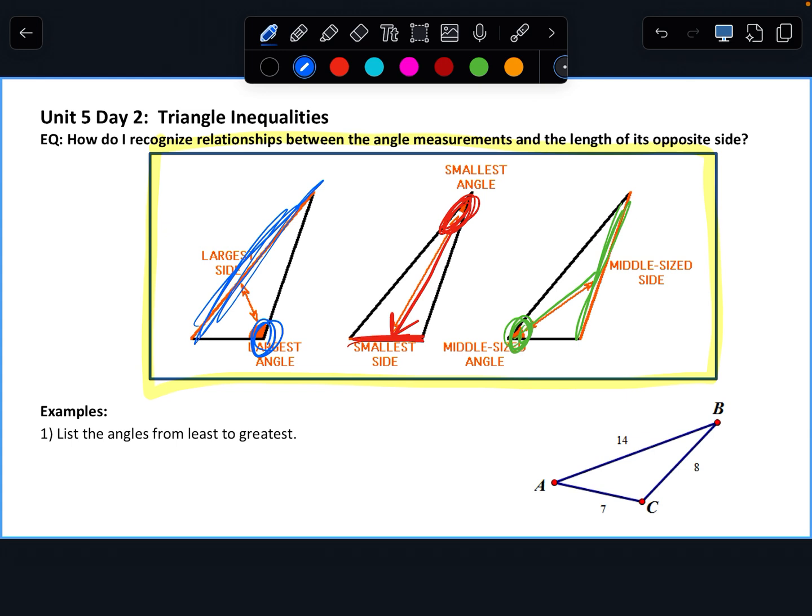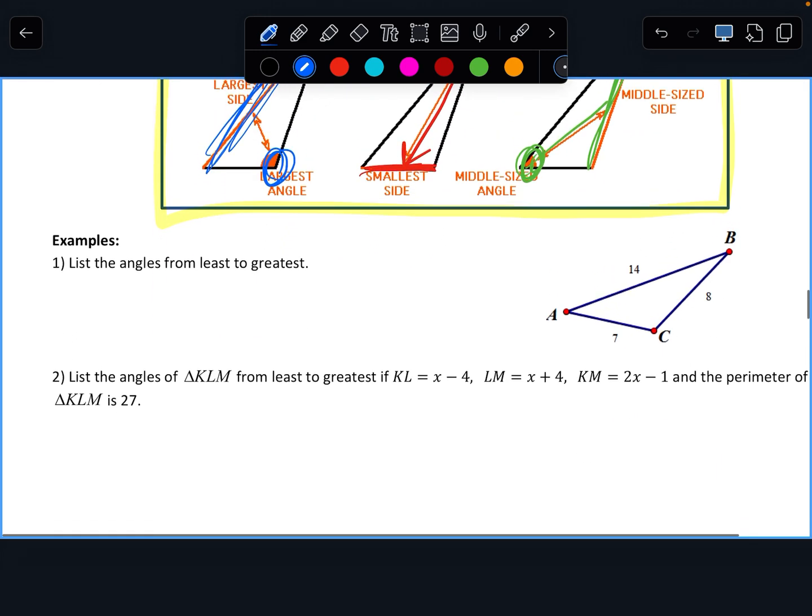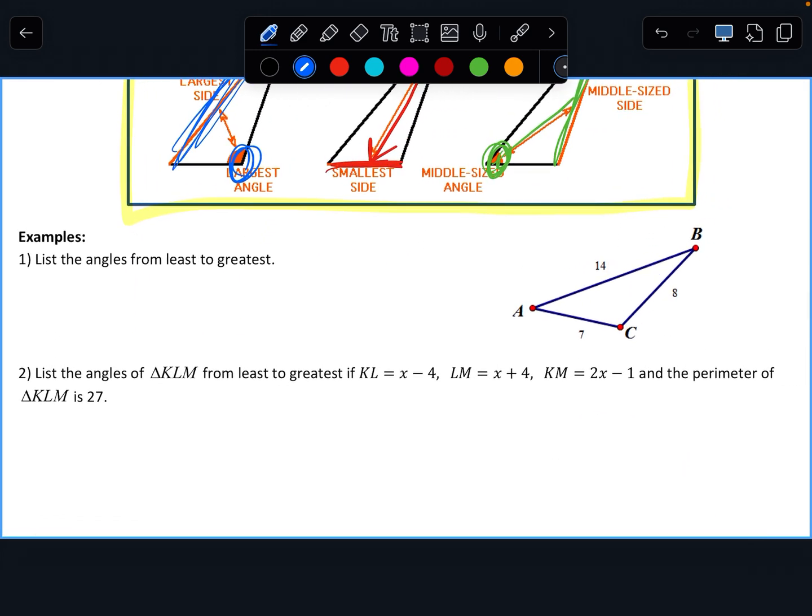But I'll show you how ACT does some of these for some of their multiple choice. So the best question is number 1, where it says list the angles. Just please don't be the kid who lists the sides. That's the only thing. So for listing the angles from least to greatest, what you do is you find the smallest side. So you're like 7. And then the angle across from it is angle B. So angle B is the smallest angle. So you're going to go angle B.